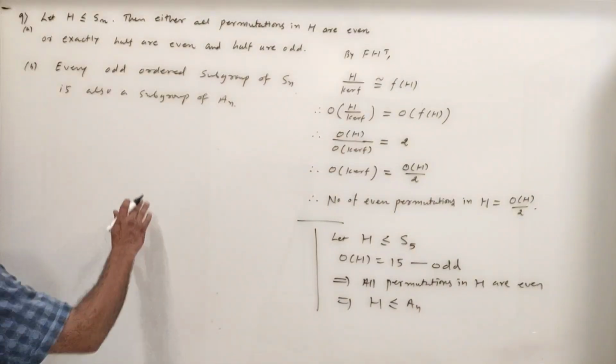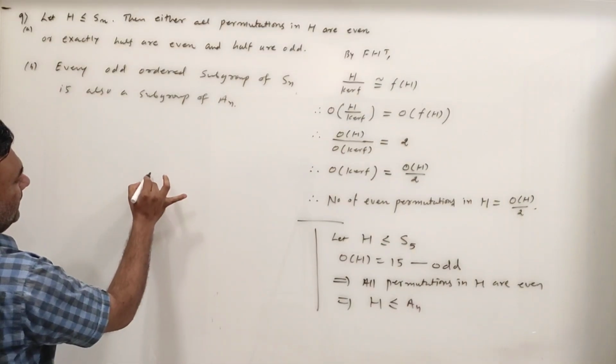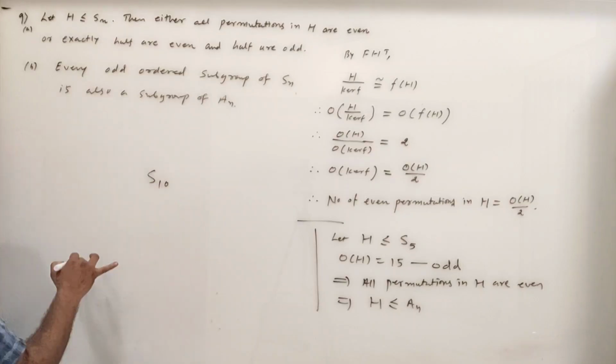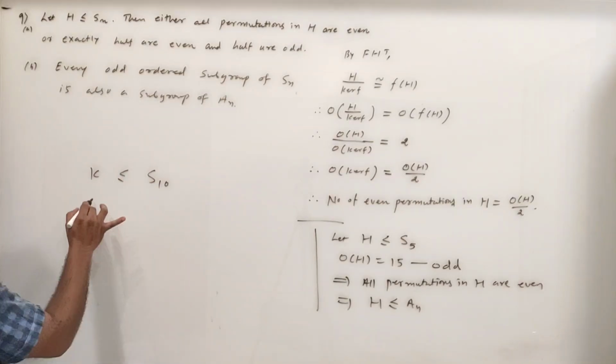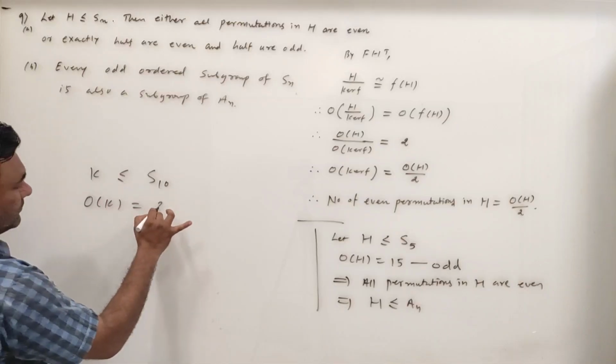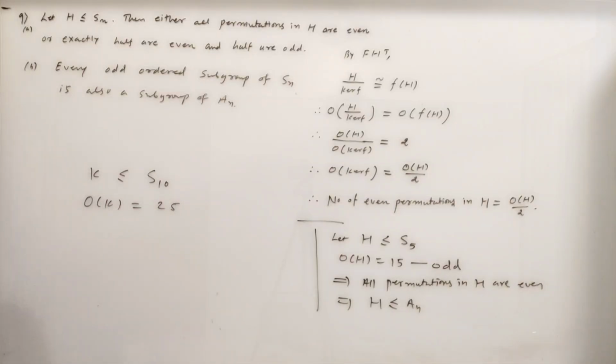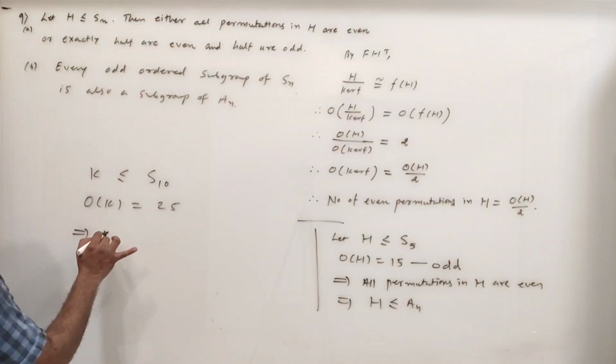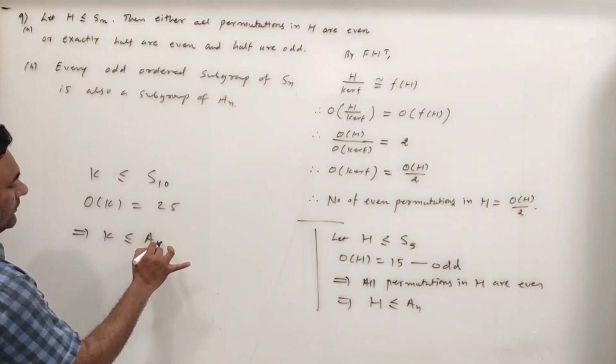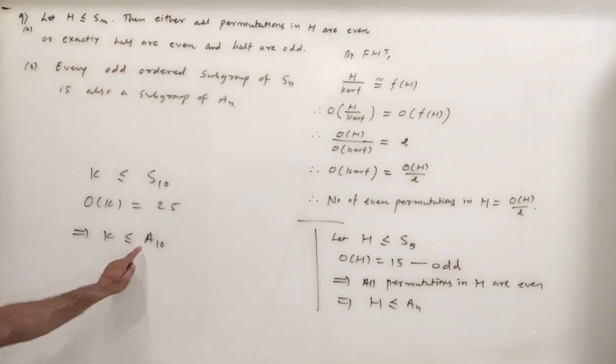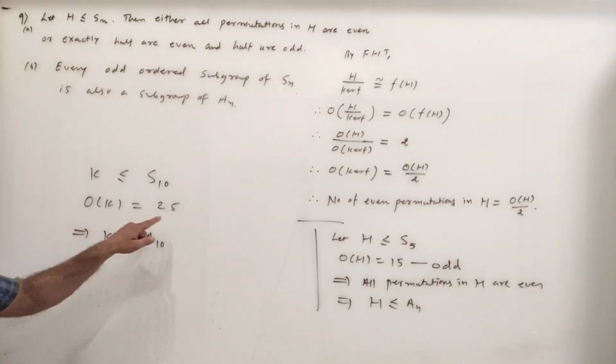For example, suppose you consider S10, and let K be a subgroup of S10 and the order of K is, say, 25. Order of K is 25, which implies K is also a subgroup of A10. It will also be a subgroup of A10. Why? Because its order is odd.